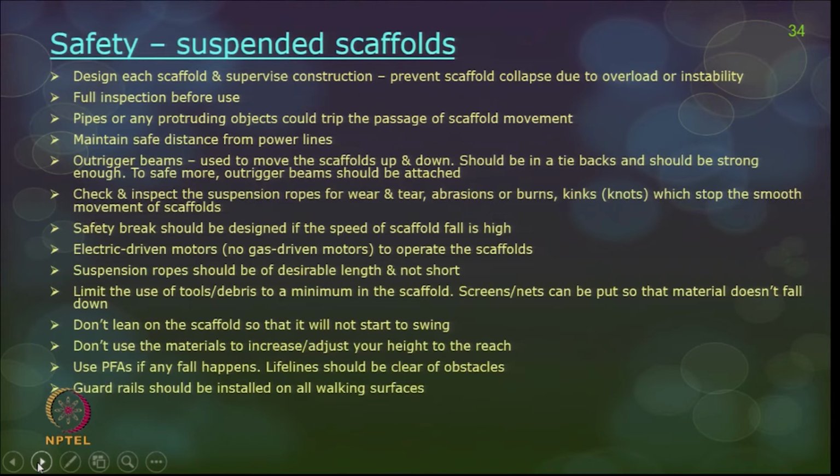Use personal fall arrest systems, which is always a safe precaution when you are working at heights. Lifelines should also be clear of obstacles when there are two or three workers. Each of their lifelines should not be moving here and there; every worker's lifeline should be clear of obstacles and they should be able to use the lifelines properly when a fall happens. The guardrails should be installed on all working surfaces and, along with debris mesh if required, will prevent the falling of persons and objects also.